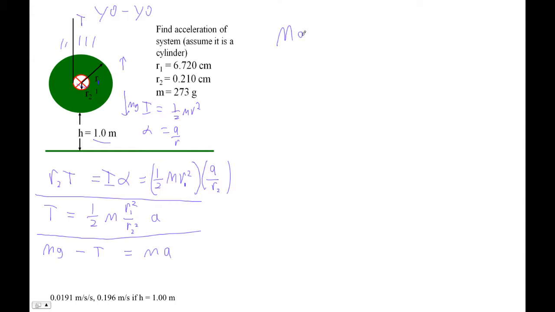So I'm going to go mg minus 1/2 m R1 squared over R2 squared a equals ma. And we're almost there. Oh, did you see the mass cancels? Boom, Betty boom, Betty boom. Only one mass and they all cancel. Okay, so now I've got g equals 1/2 R1 squared over R2 squared a plus a.